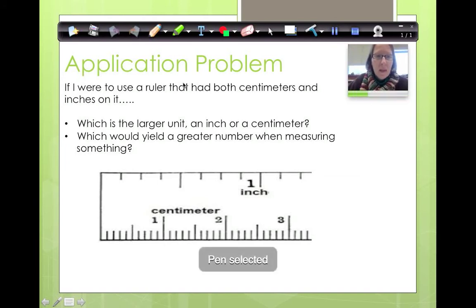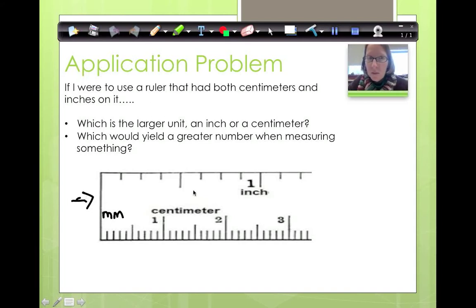Now, this is a picture of your ruler. Your ruler should have inches on one side, and if you flip it over, you should have centimeters on the other side. Okay? Now, if for some reason it says millimeters, it would look the same, but that's because each one of these lines is actually a millimeter. So, if I were to use a ruler that had both centimeters and inches on it, so we're looking at your ruler, or my picture of a ruler.